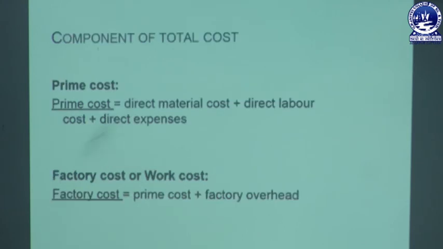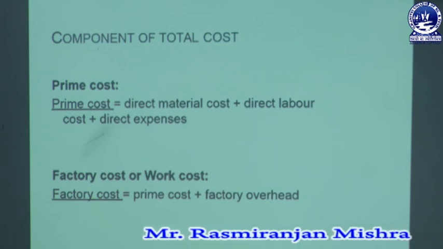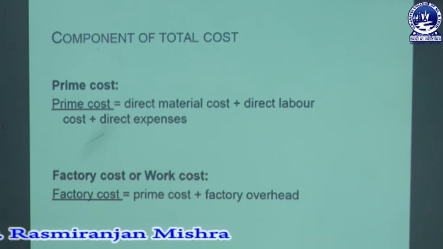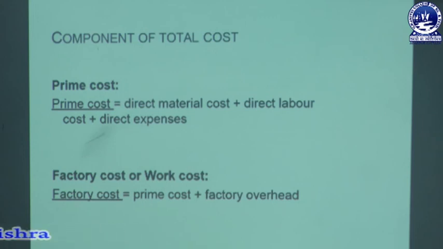So by taking into consideration the different elements and classification of cost, we have to classify the components of total cost, how we can arrive at the total cost for producing a product. First we have to calculate the prime cost. Prime cost is the sum total of direct material plus direct labor plus direct expenses. Then after prime cost, the next one is factory cost, or work cost. That means prime cost plus factory overhead. The amount of factory overhead added to prime cost gives the factory cost.